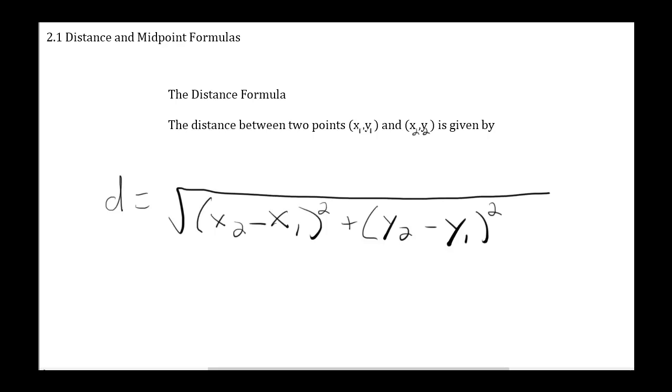The distance between any two points, x1, y1, and x2, y2 is given by d for distance equals the big square root sign, and all this is inside the root: parenthesis, x2 minus x1 quantity squared plus y2 minus y1 quantity squared. So let's look at an example.